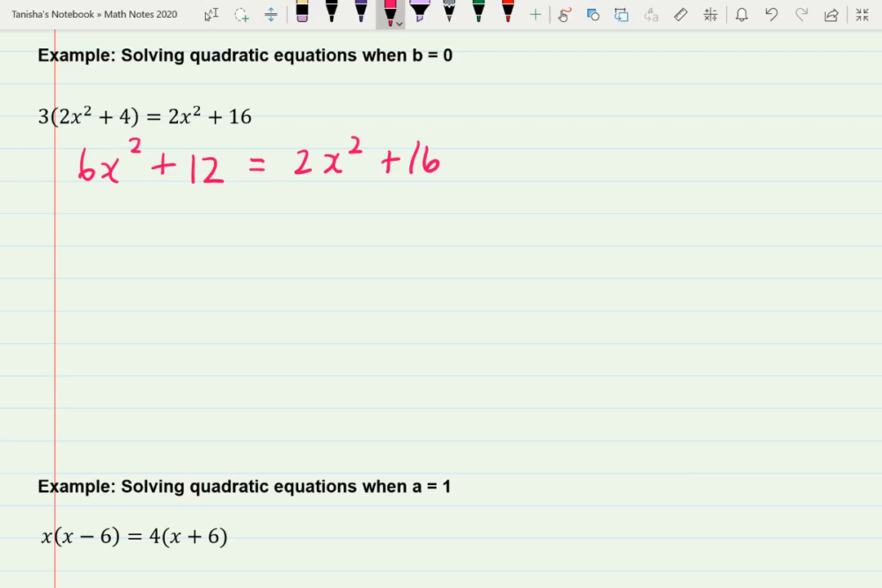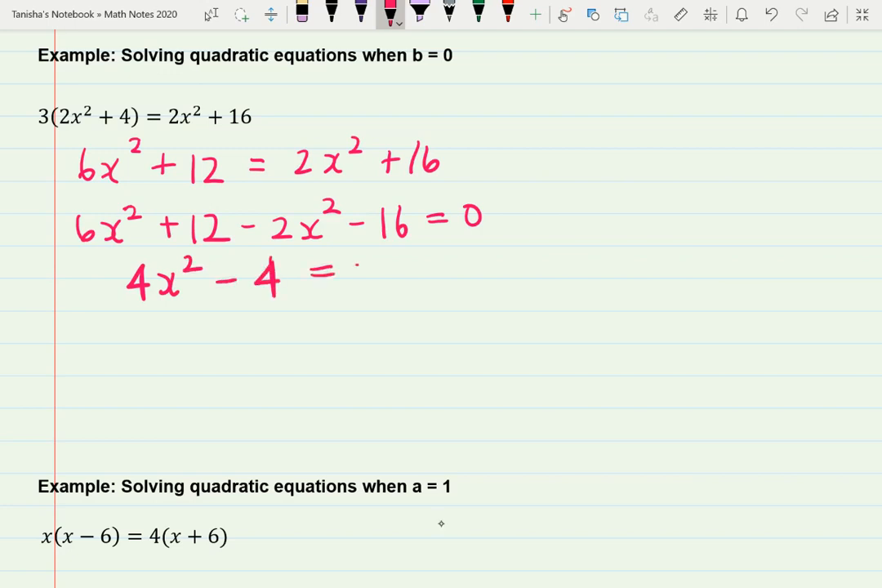I'm going to move all my terms to the left. 6x squared plus 12. Everything that was on the right side will now have an opposite sign. Minus 16 equals 0. Right? Rearrange the equation so that all my terms are on one side, meaning that the other side of the equation is equal to 0. Then I collect my like terms. So 6x squared minus 2x squared is equal to 4x squared. 12 minus 16 is equal to negative 4. And that's all equal to 0.